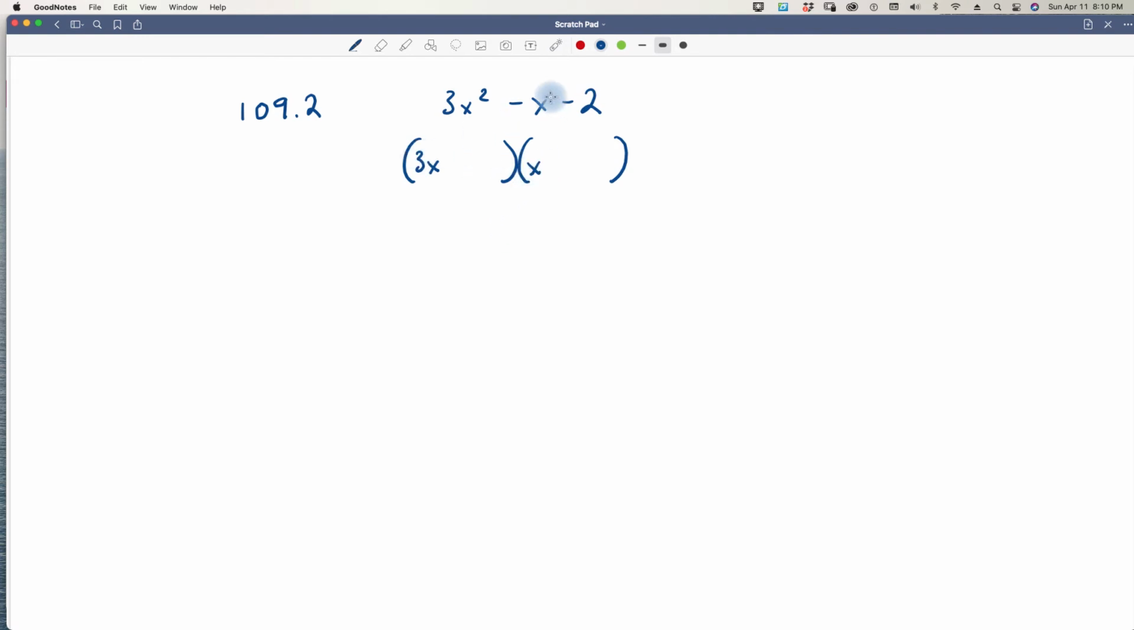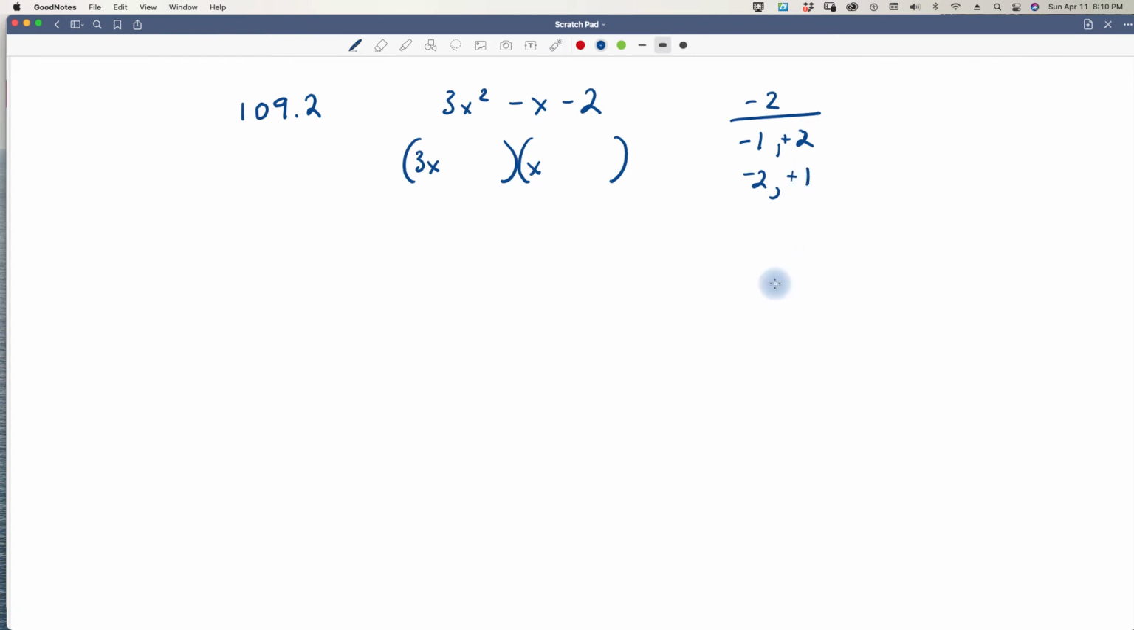And the reason we do that is because there are no other x squares in this trinomial. So we know that the x's will stand alone. So our only other option is 3x and x. Now let's find the factors for negative 2. We have negative 1, positive 2. We have negative 2, positive 1.